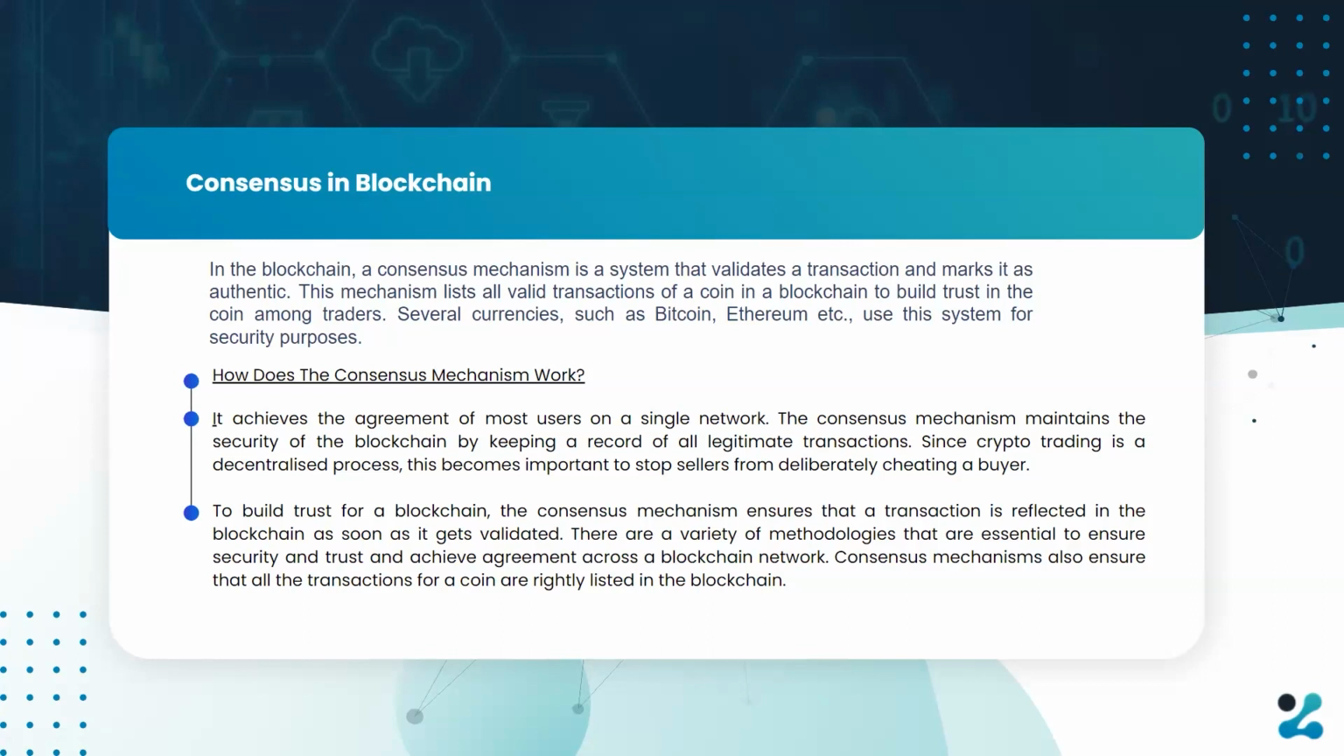So it achieves the agreement of most of the users on a single network. The consensus mechanism maintains the security of the blockchain by keeping a record of all the legitimate transactions. Since crypto trading is a decentralized process, this becomes important to stop sellers from deliberately cheating a buyer. Right. And to build trust for a blockchain, the consensus mechanism ensures that a transaction is reflected in the blockchain as soon as it gets validated. There are a variety of methodologies that are essential to ensure security and trust and achieve agreement across a blockchain network. Consensus mechanisms also ensure that all the transactions for a coin are rightly listed in the blockchain.